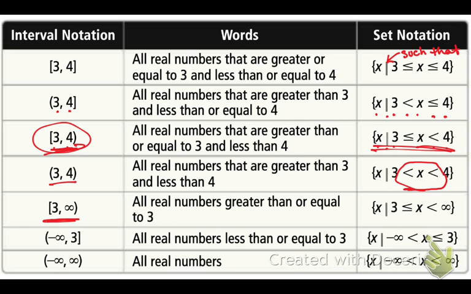Okay, so this one says 3 to positive infinity, yes? Now, I will always put a positive or a negative.